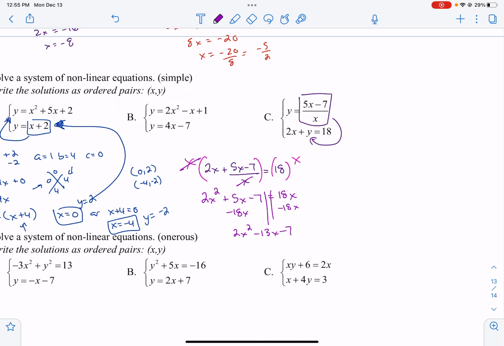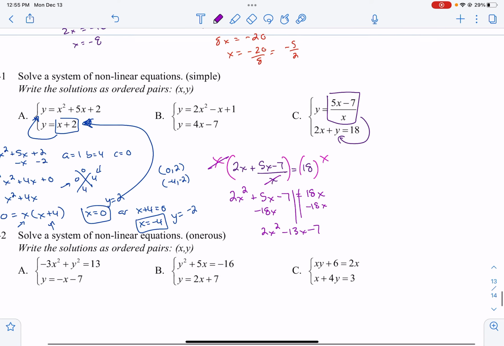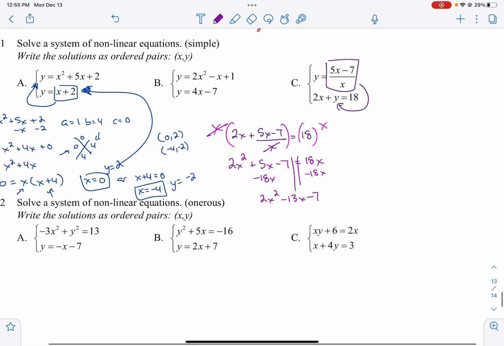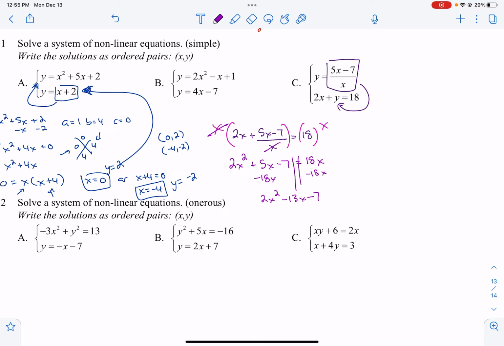Okay, so what do we want to do? Quadratic formula or big X? Let's big X this one. I've got to take the 2 and times it by -7. That's -14. I've got -13 on the bottom. So I need two numbers that multiply to -14 and add up to -13. So that's going to be -14 and a positive 1.